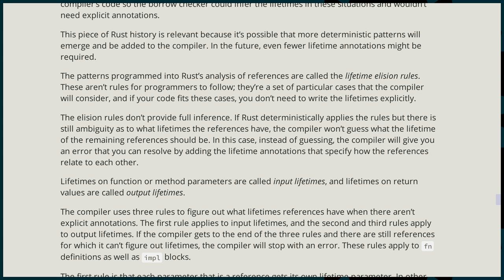The elision rules don't provide full inference. If Rust deterministically applies the rules, but there is still ambiguity as to what lifetimes the references have, the compiler will not guess what the lifetime of the remaining references should be. Instead of guessing, the compiler will give you an error that you can resolve by adding the lifetime annotations that specify how the references relate to each other.